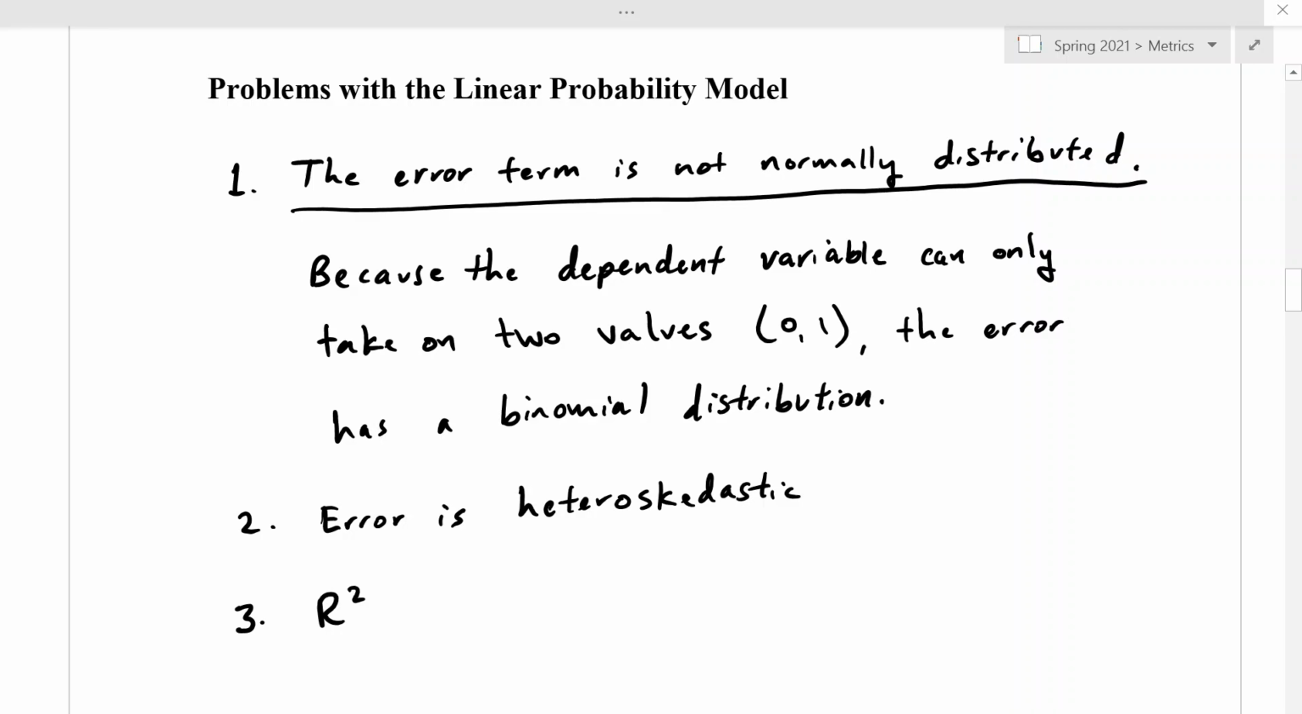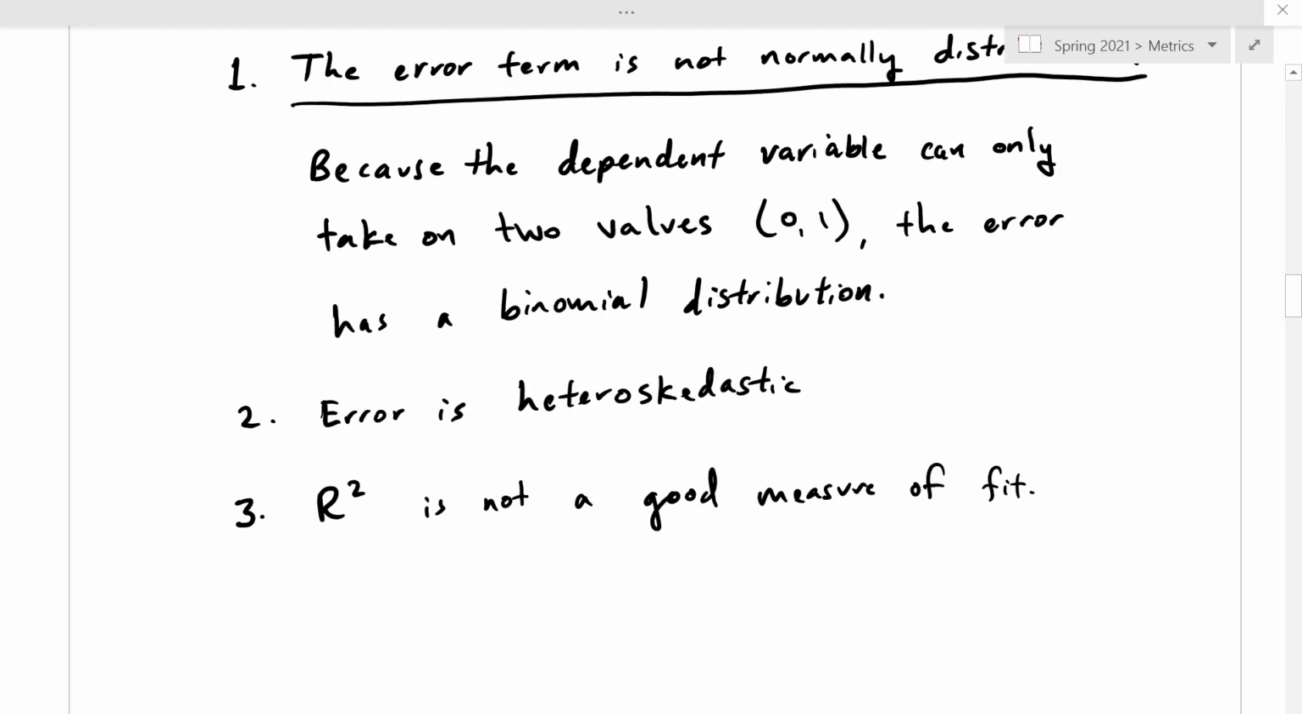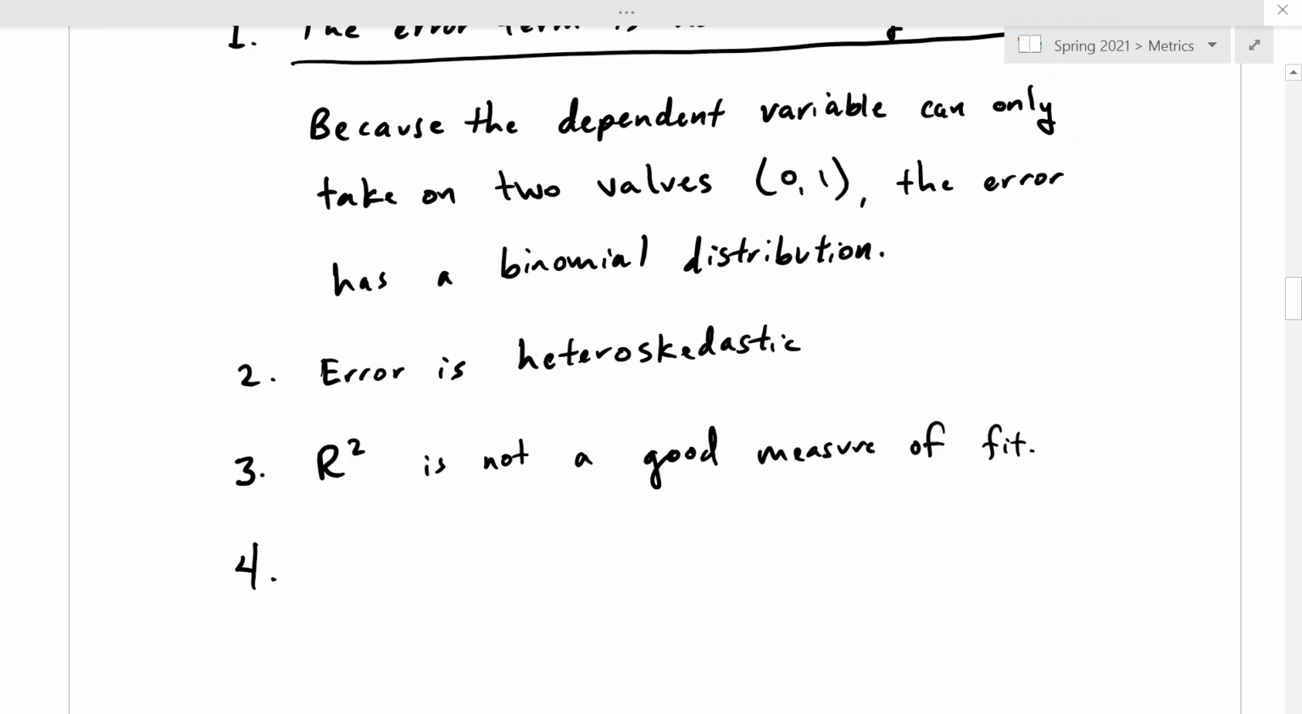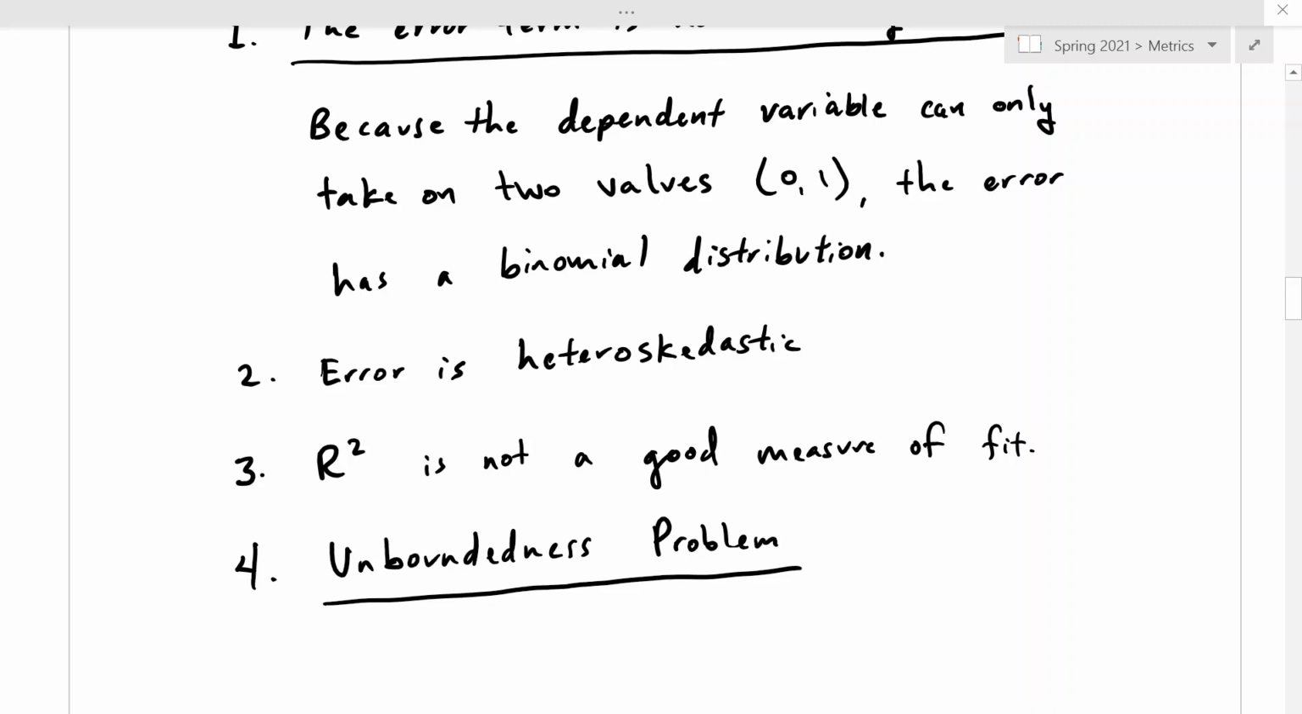But moving on to the next one. Also, not a giant deal. R squared is not a good measure of fit. But we could use other measures of fit if we wanted to do this. So that one's not a big deal either. But we do have this unboundedness problem. And this one is going to be a little bit of a bigger deal.